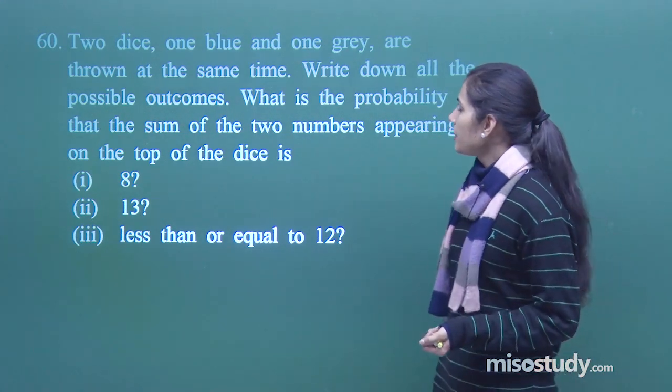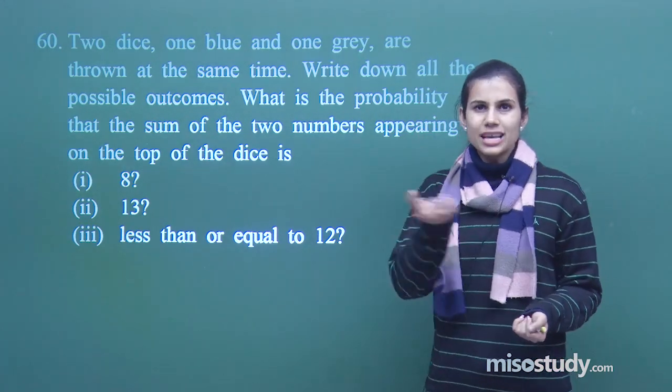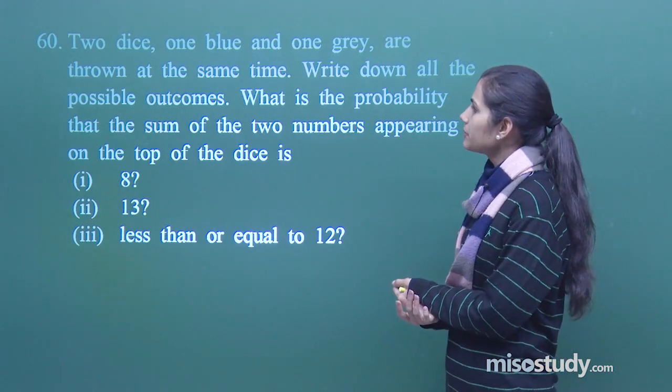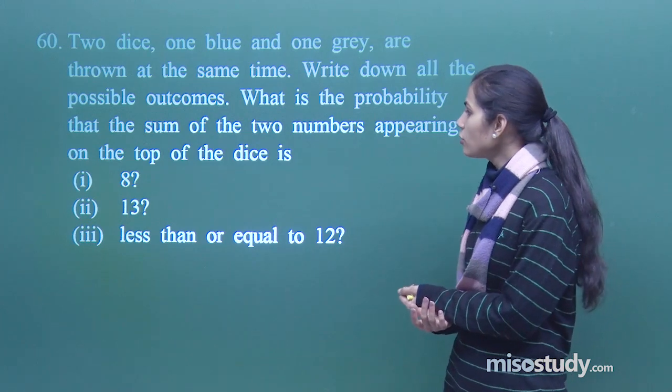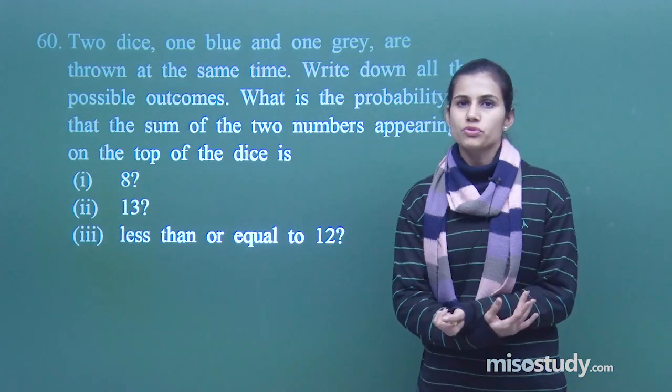As you can see, there are two dice, one blue and one grey. They are thrown at the same time. So simultaneous throw of two dice is happening. Write down all the possible outcomes. What is the probability that the sum of the two numbers appearing on the top of the dice is 8, 13, less than or equal to 12?